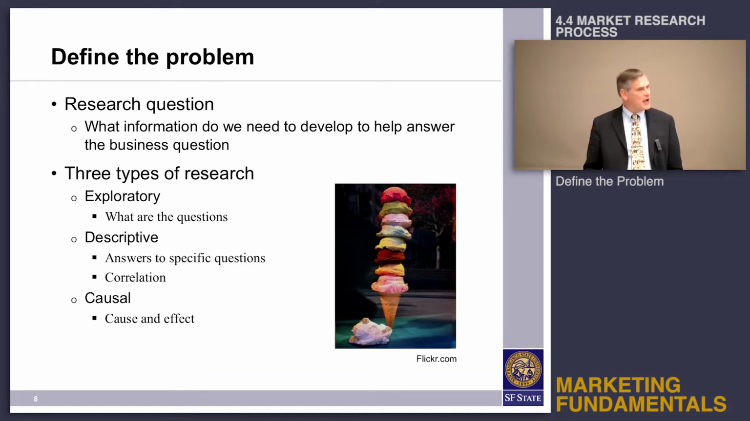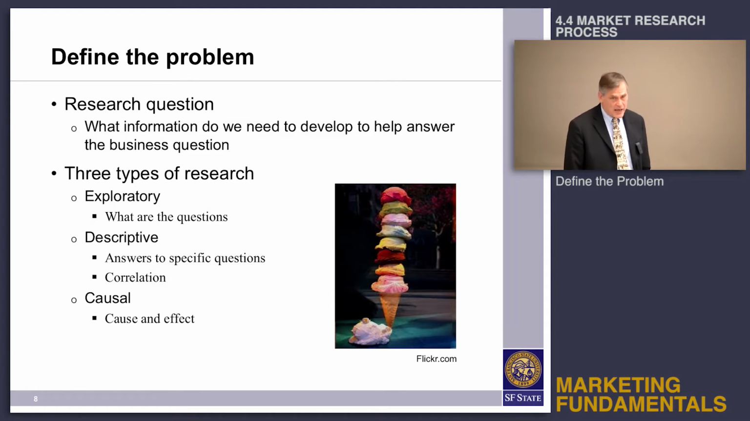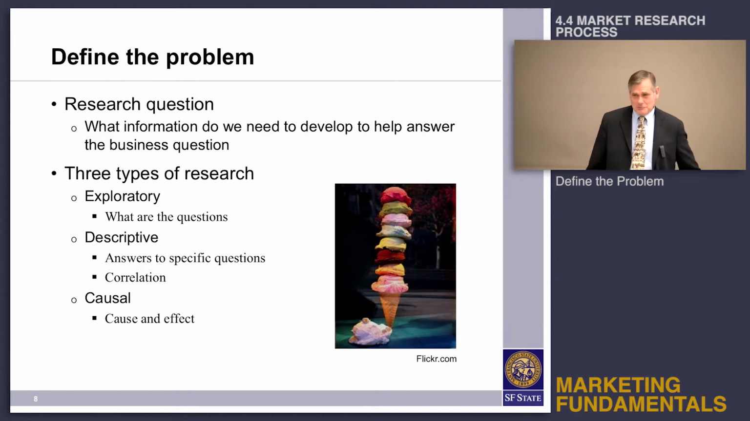Three basic kinds of research that people do: exploratory, descriptive, and causal. Casual just means I take my time. Causal, I can't even read my own writing. Read my own typing.